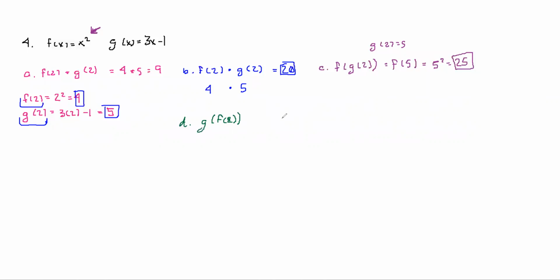The function of 2 is 4. So then wouldn't it be 3 times 4 minus 1? So it'd be 12 minus 1, which is 11. Exactly. All right. So the important thing here is to break things down.